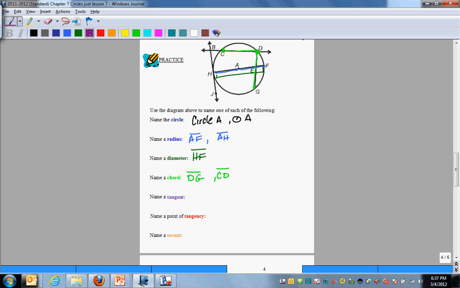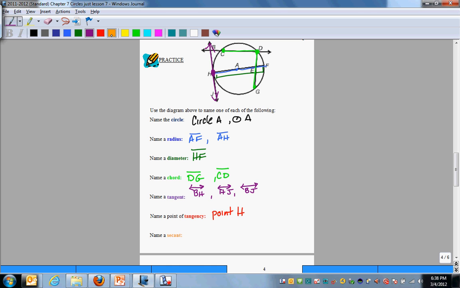A tangent, you find a single line that connects at a single point. So a tangent here would be this purple. That point of tangency would be point H. We would call that tangent BH, the line, or you could call it HJ, the line, or you can call it BJ, the line. Remember, you only need 2 points to make a line, so you can name it all 3 there.